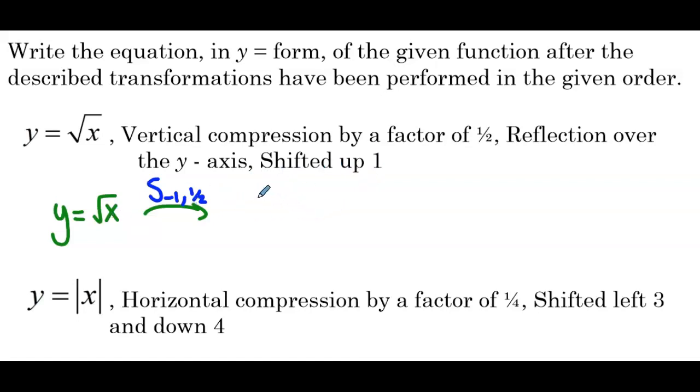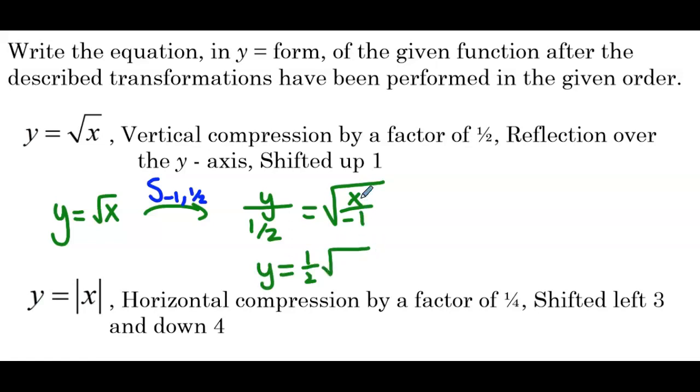So applying this scale factor, we're going to divide y by 1/2, and we're going to divide x by -1. So simplifying this, we have y equals 1/2 times the square root of x divided by -1, which is just -x. And then we're going to shift this function up 1, so that's a translation.